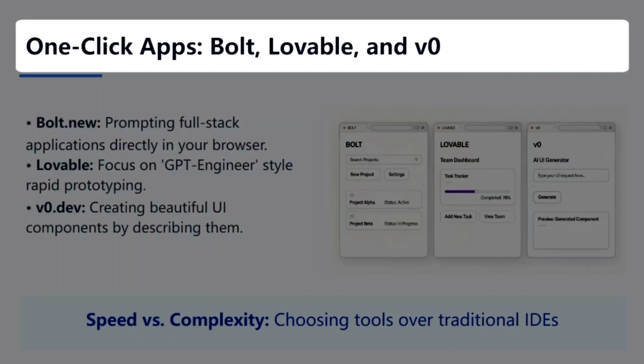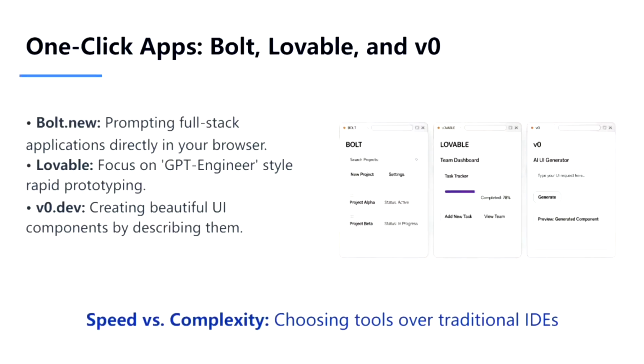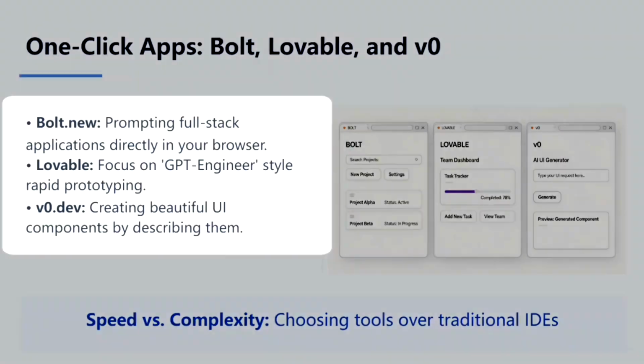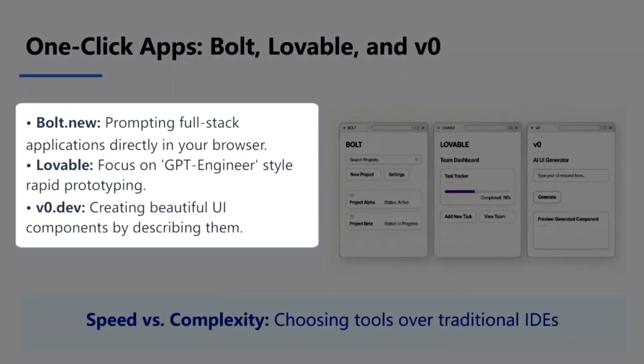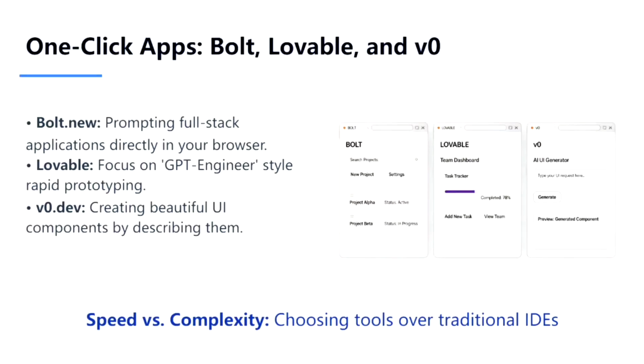Building on what we just covered regarding the architect mindset, let's look at the tools that take vibe coding to its most frictionless extreme, one-click apps. If Cursor is your professional workshop, these are your high-speed prototyping labs that live entirely in the browser. First, we have Bolt.new. The magic here is that it doesn't just write code, it creates the entire full-stack environment for you. You prompt a full application, and it installs the packages, sets up the server, and gives you a live preview right there in the tab. No terminal, no Git, no local setup required.